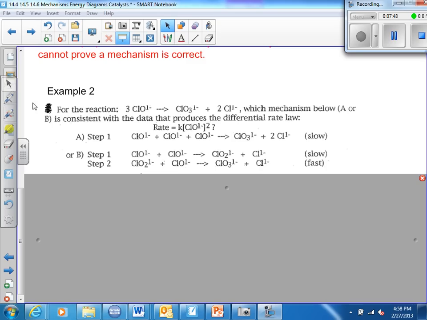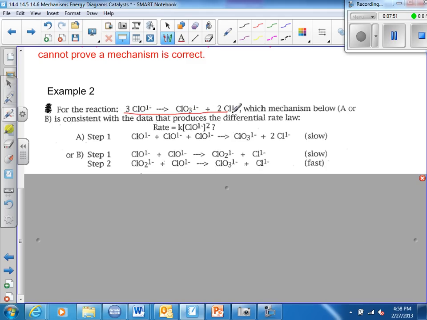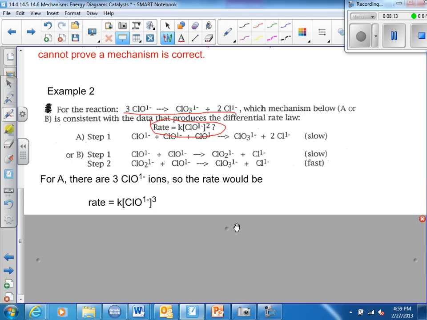So we have a reaction. And the reaction is given right here. And we want to know which mechanism is consistent with this rate law right here. So let's check. The first mechanism, the slow step, we base the rate on the slow step. So the rate would be K times ClO1 minus times ClO1 minus times ClO1 minus, or ClO1 minus cubed. That does not match the experimental rate law, so we know that this mechanism doesn't work. Can't be that one.